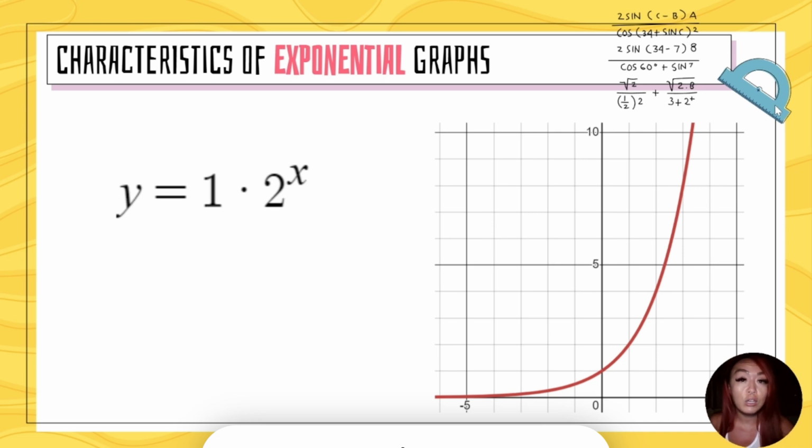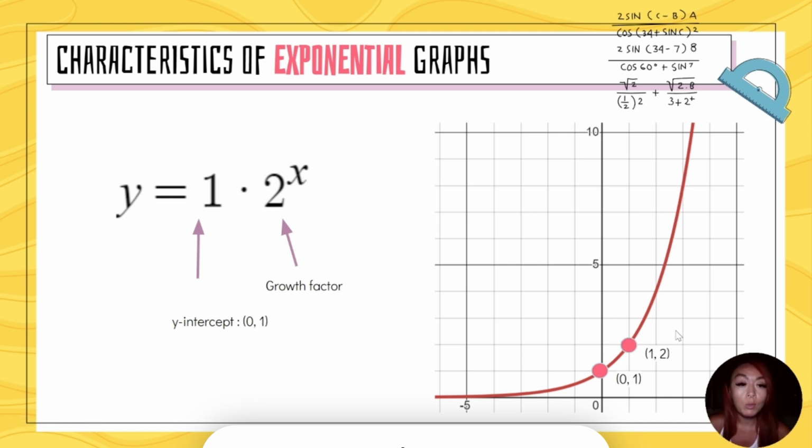So let's take a look at this function here. y equals 1 times 2 to the power of x. And I have the graph here. Let's take a look at the pieces of the equation and how they correspond to the pieces of the graph. So 1 is your y-intercept, and that's at (0, 1). 2 is your growth factor. That means in order to get from (0, 1) to the next point, we're going to multiply 1 by 2.